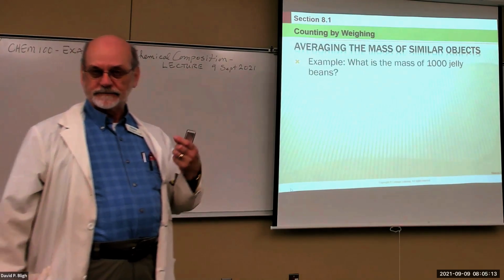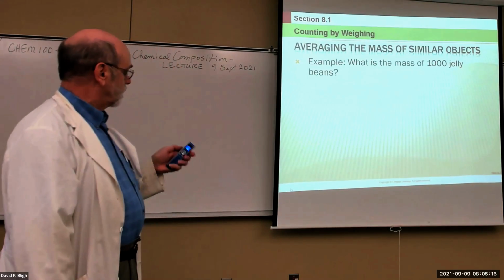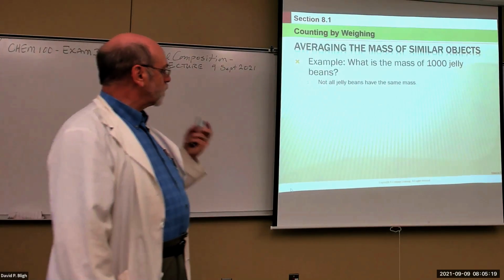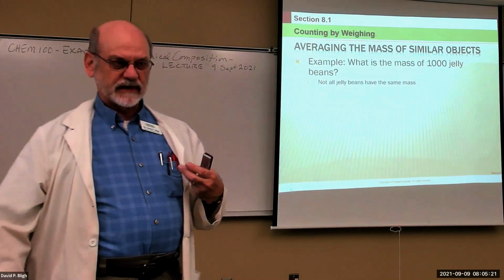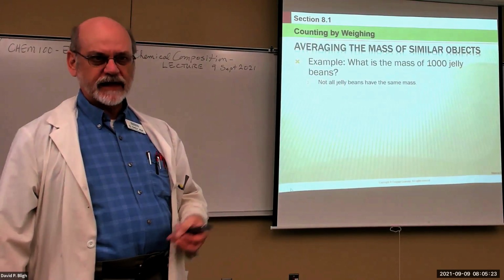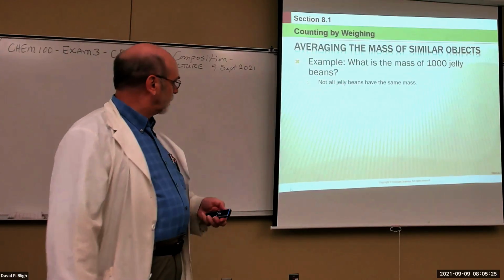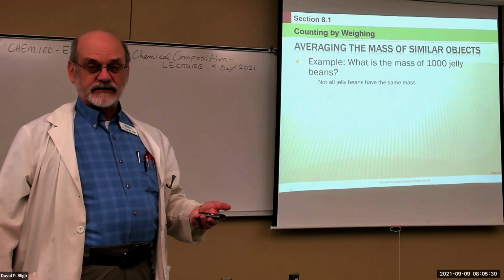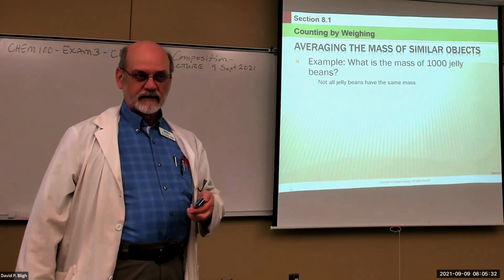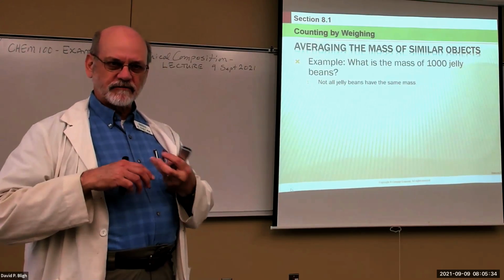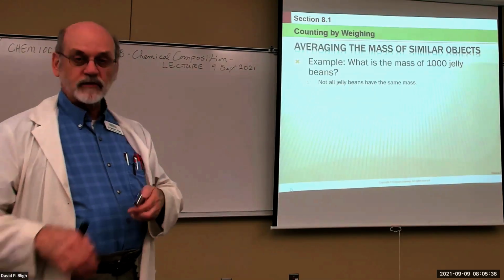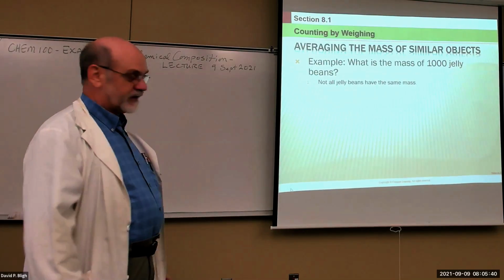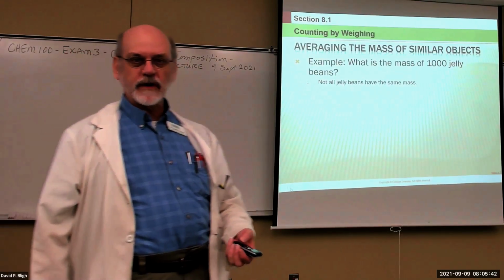Here's an example. If we know that we have 1,000 jelly beans, that's not too many to count. It'll take you a while, but you can still count them. We know that not all of those jelly beans have the same mass. There's just manufacturing variability that will give you varying masses for each jelly bean. In fact, I've seen jelly beans that had 2 or 3 of them stuck together.